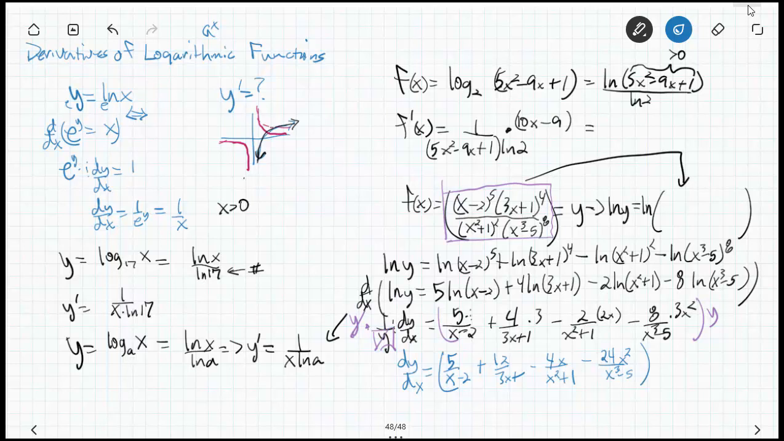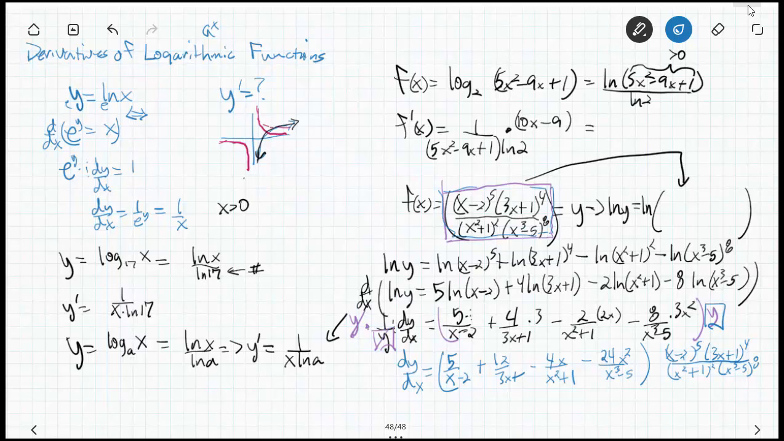Well, I don't want a function of x and y's, especially since I started with a function of x. So this whole thing is times x minus 2 to the 5th times 3x plus 1 to the 4th over x squared plus 1 squared times x cubed minus 5 to the 8th. This y and this y are the same, and we're done. It's not the prettiest derivative in the entire world. I hope you don't think that it is or that it will be. However, it works really, really well.